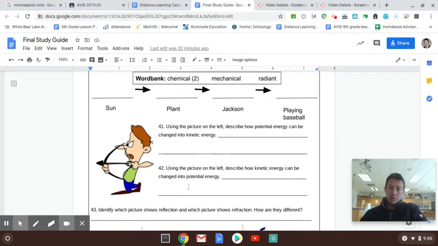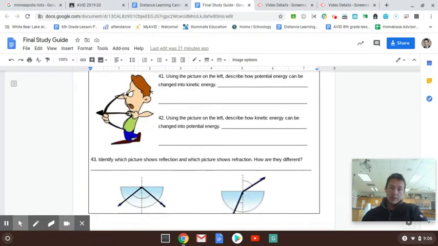42, using the picture, just describe how kinetic energy can be changed into potential energy. Well, as you're drawing the bow back, that is moving energy. That's kinetic. But as soon as you stop and you're just resting there, that's energy waiting to happen now. Elastic energy waiting to happen. And that is called potential energy. So that's where the potential energy would be.